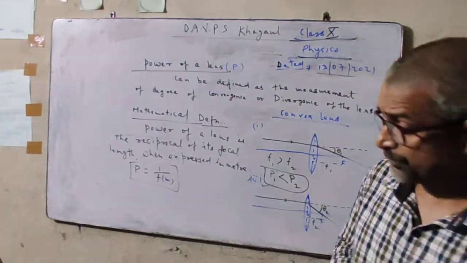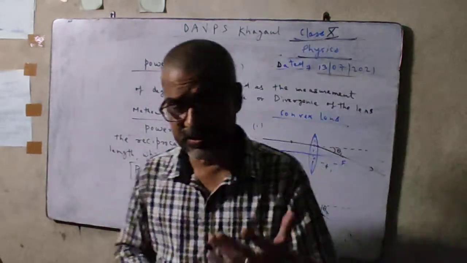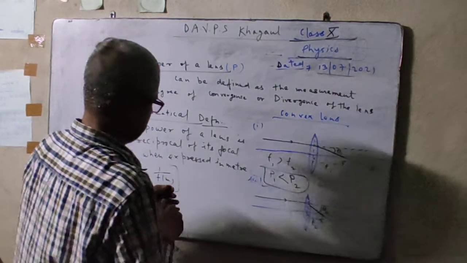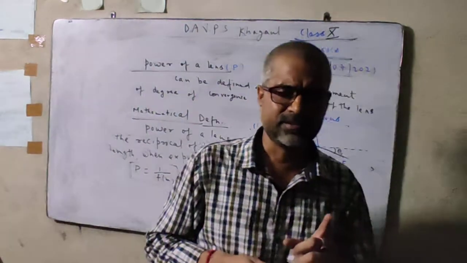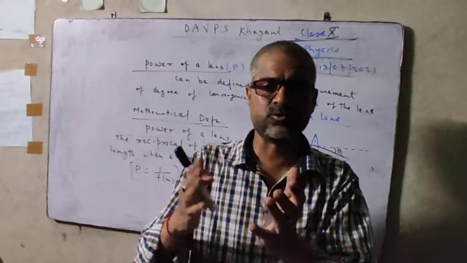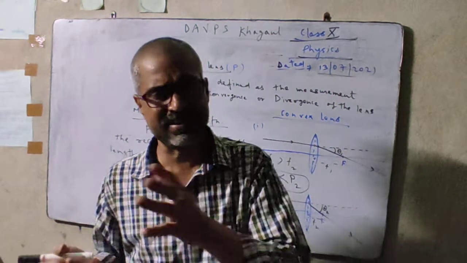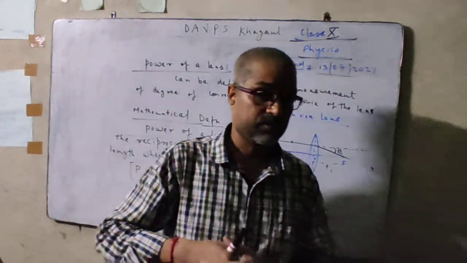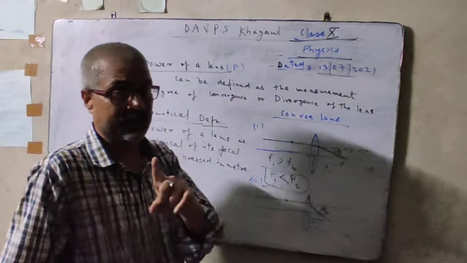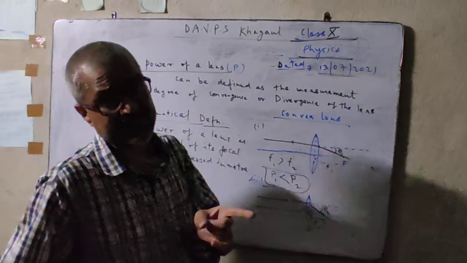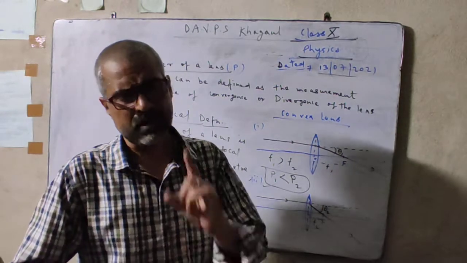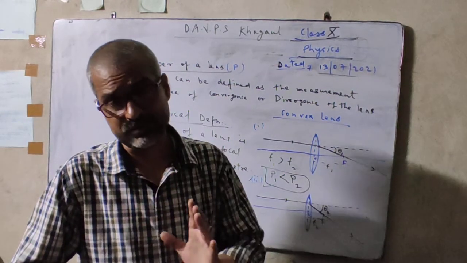Okay, next point. What is the SI unit of power of lens? The SI unit of power of lens is diopter. So for convex lens: +1, +2, +3, +1.5, like this. Why? Because the focal length of convex lens is positive, so power is also expressed positive. So power of convex lens is always positive.